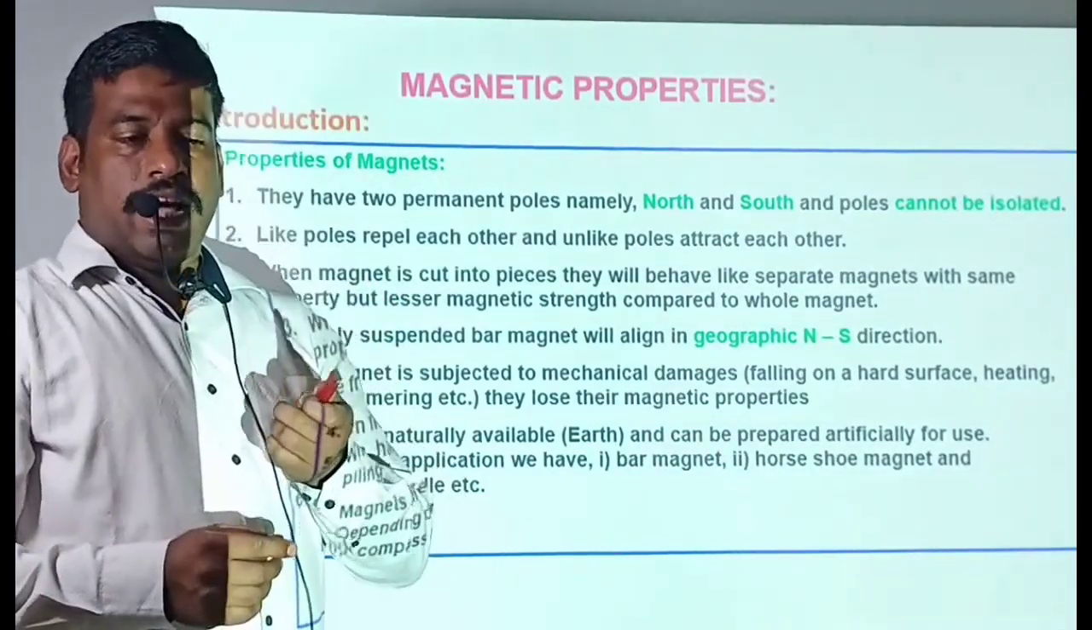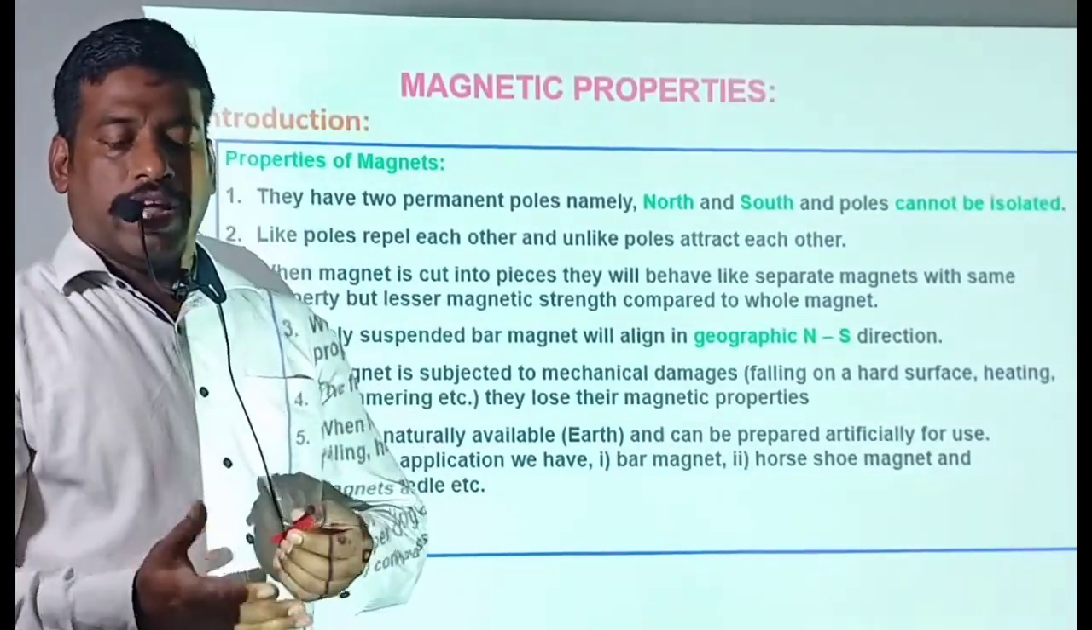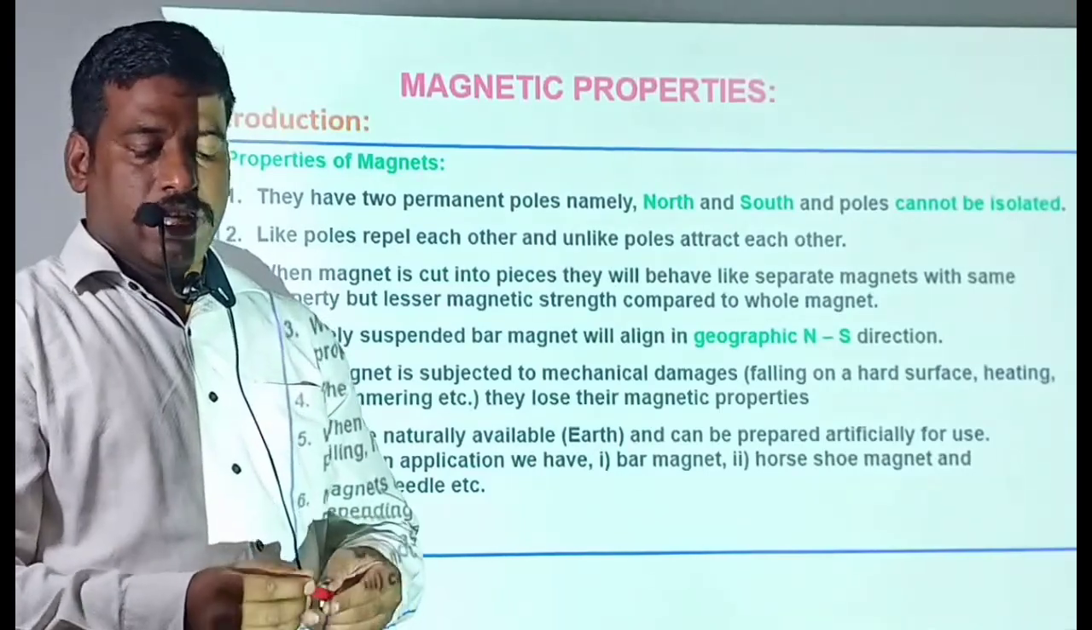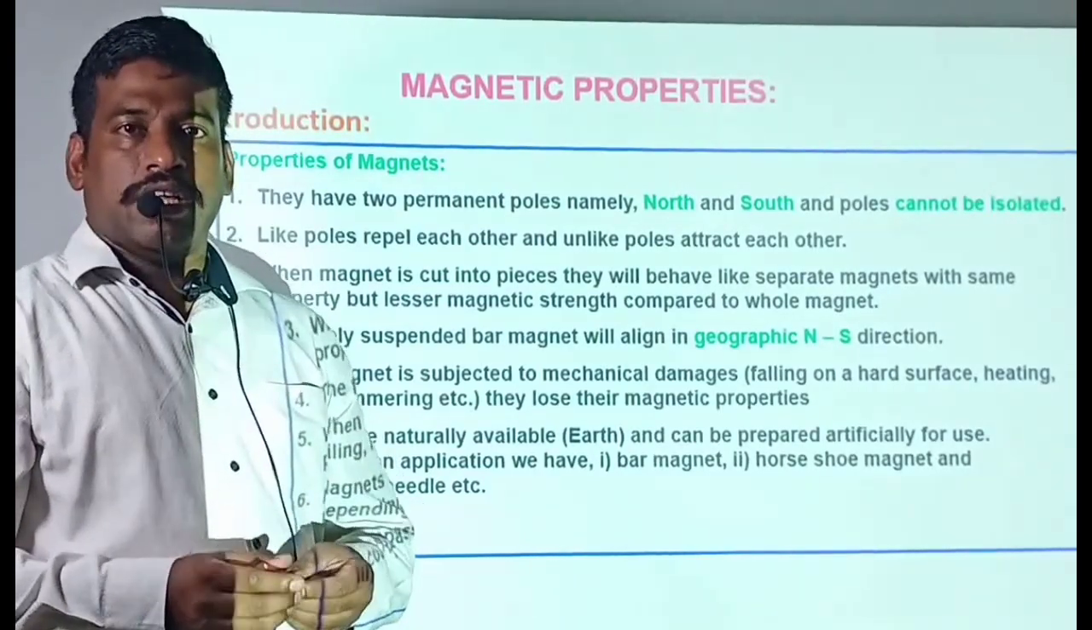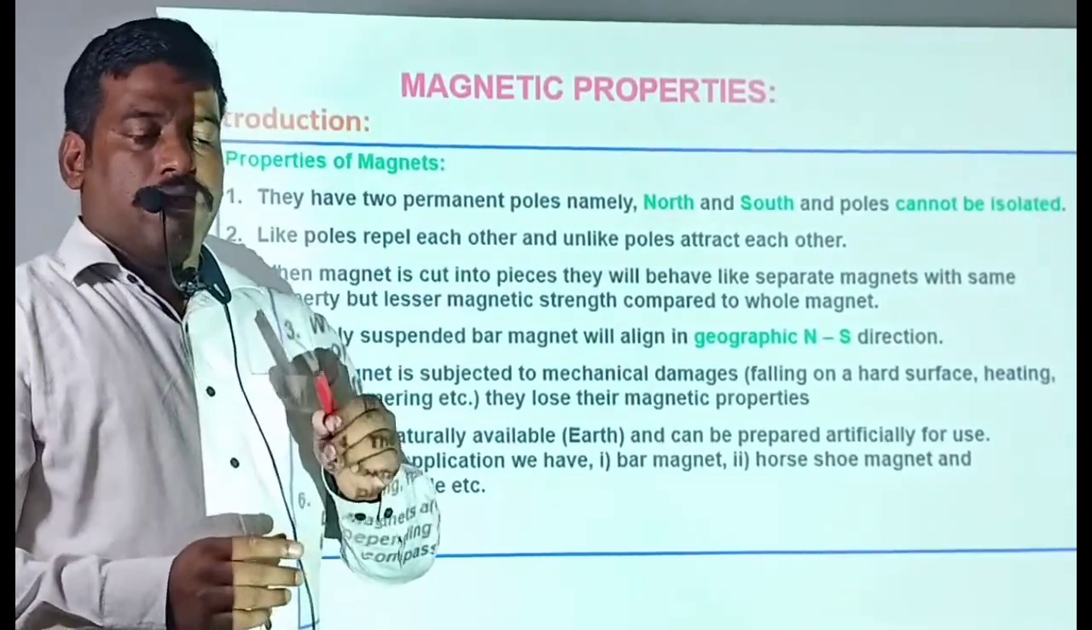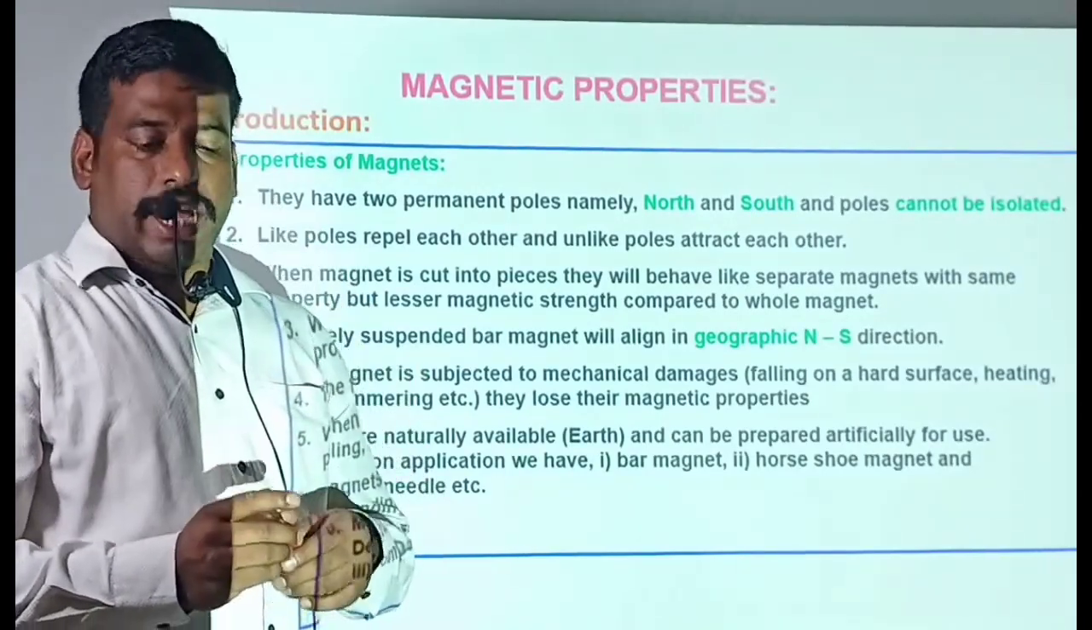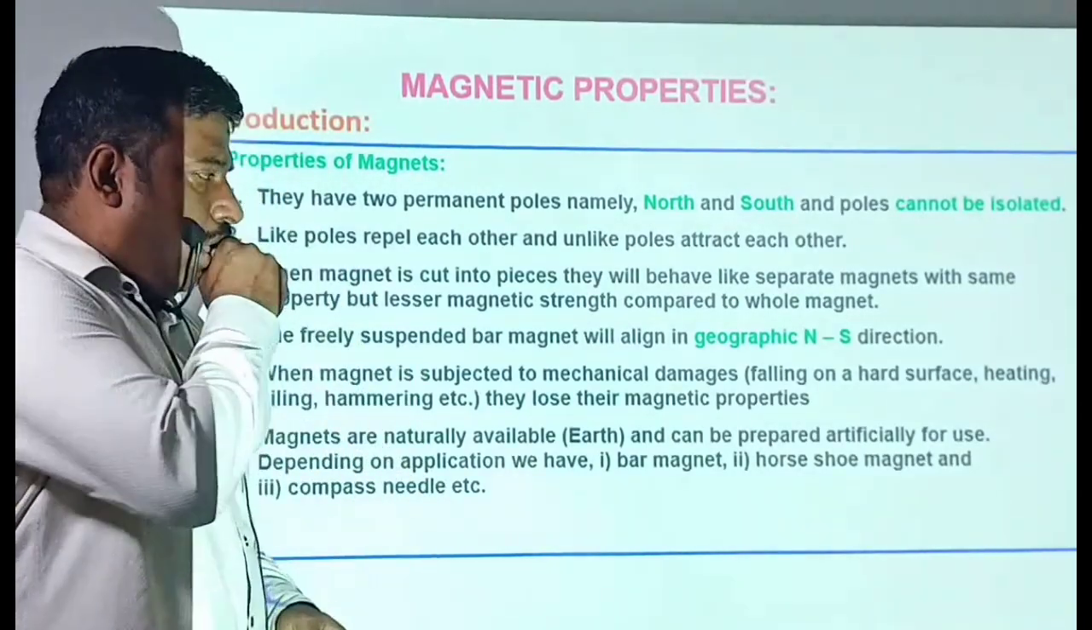When I hammer this magnet, or if I heat it, then it will lose its magnetic property. So we should always take care that whenever we are handling a magnet, we handle it with care.